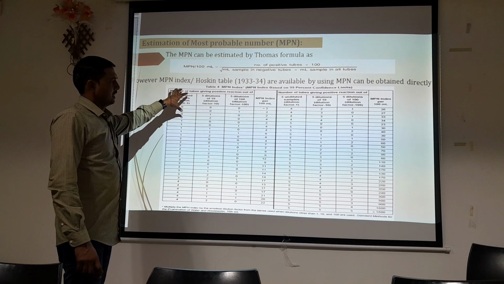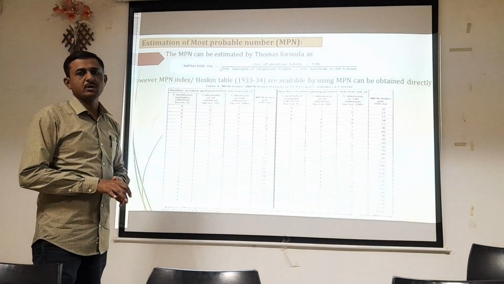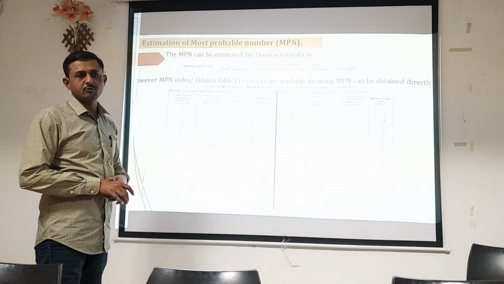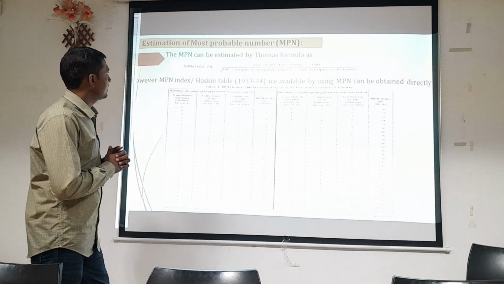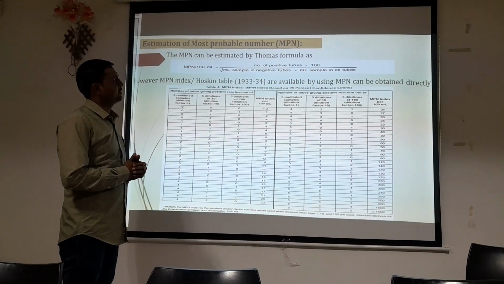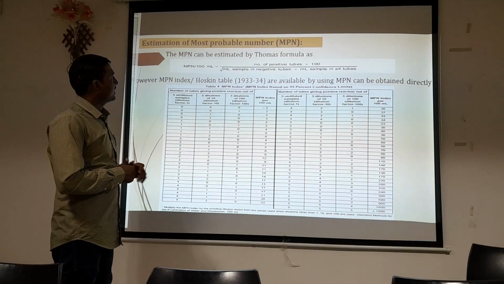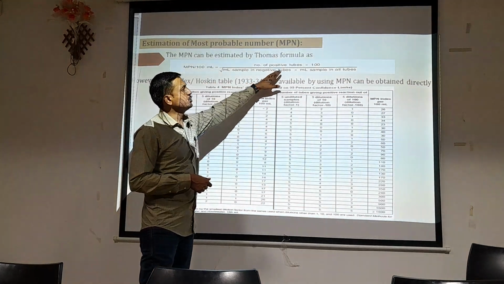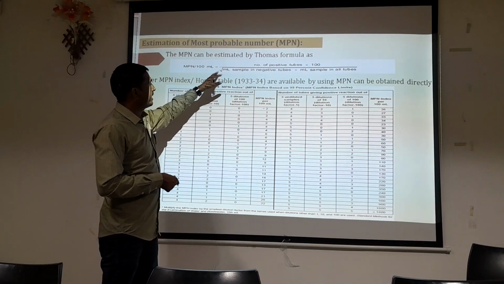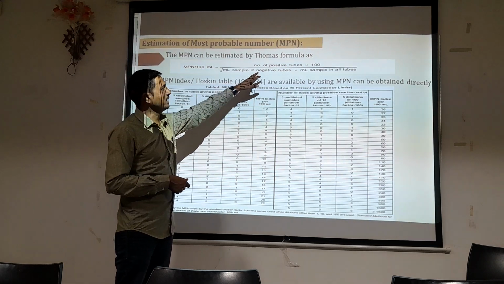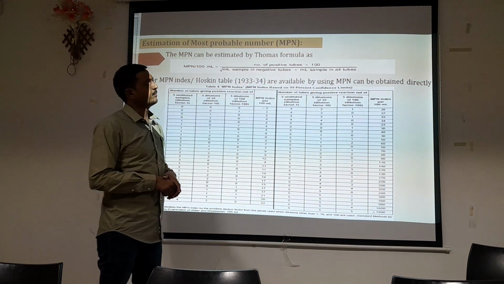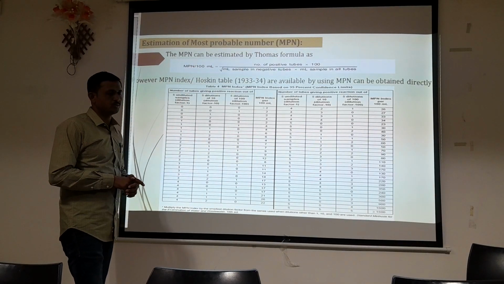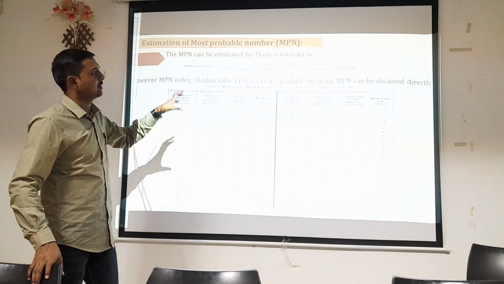Here, for the number of organisms present in that water sample, you have to estimate the most probable number, present in the form of viable count in the water sample. The MPN can be estimated by the Thomas formula: MPN per 100 ml equals number of positive tubes into 100, divided by the square root of ml of sample in negative tubes into ml of sample in all tubes. This formula you have to use for the MPN count.